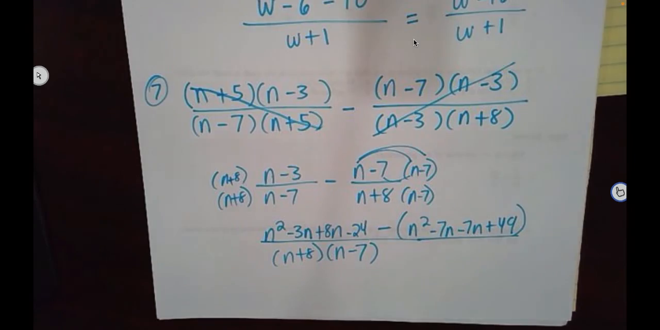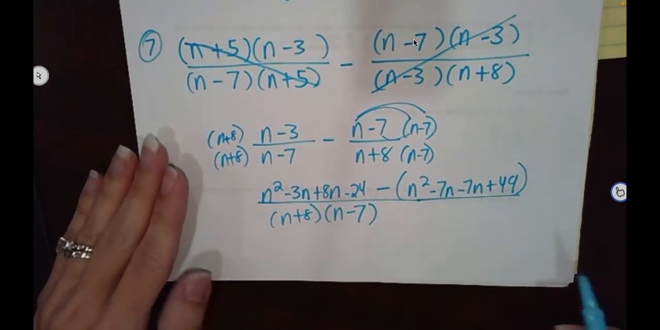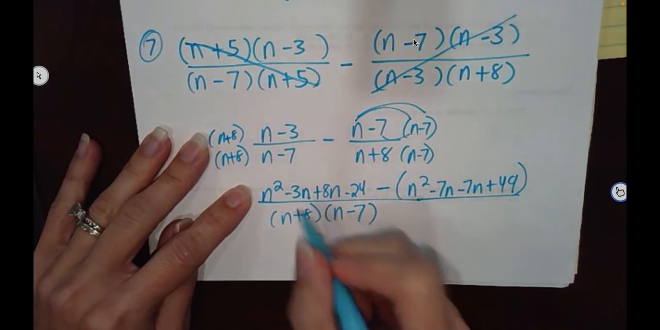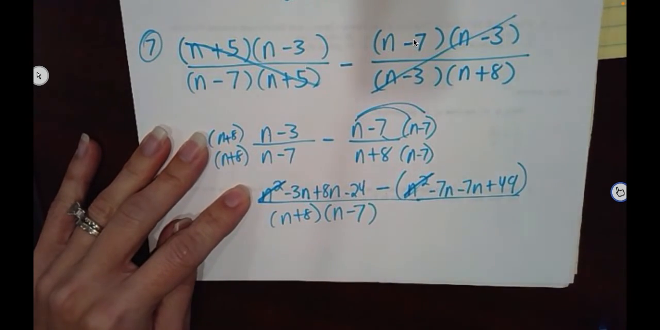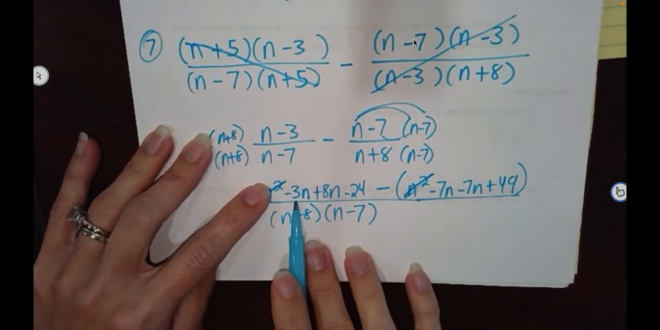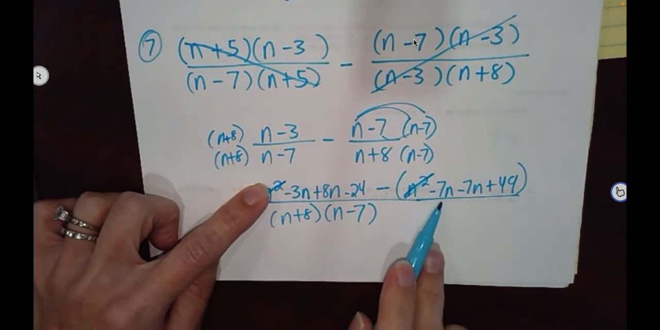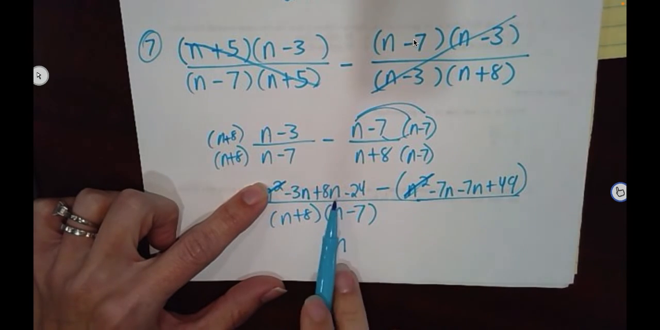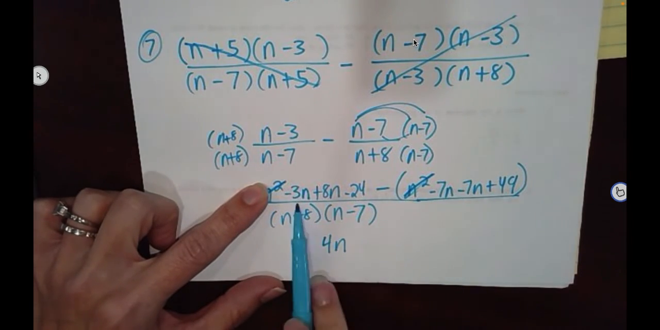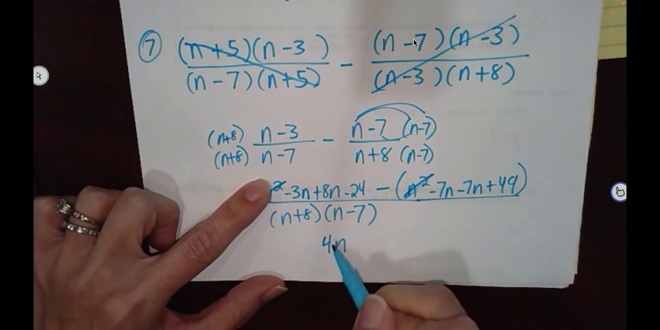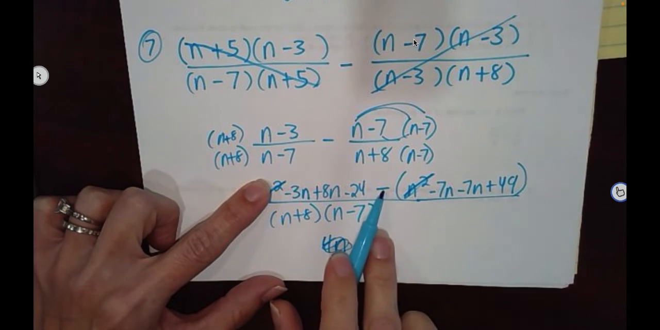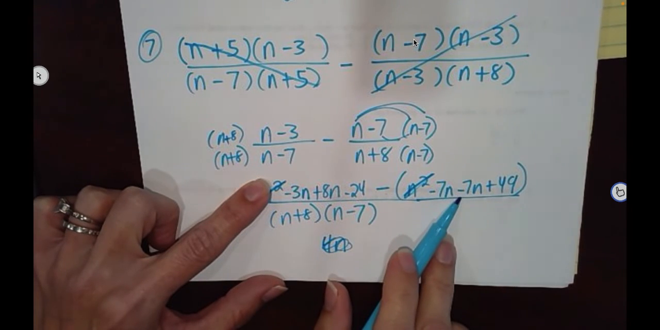So when we combine like terms, we're close to the end on this one. What is n squared minus n squared? Nothing. Okay, so those are going to cancel out. Now, what is a negative 3n, be careful, minus a negative 7n? 4n in my numerator. Oh, and then I have 8n. 4n plus 8n, 12n minus 7n is minus a negative 7n though.